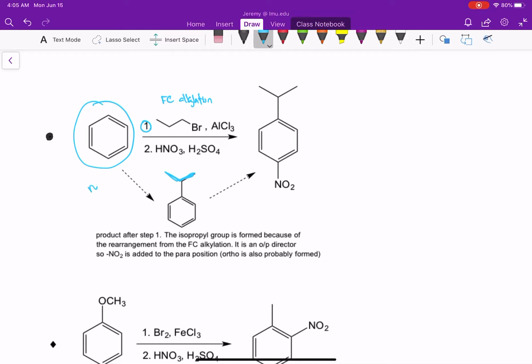We should note that there was a rearrangement here, right? That can occur with Friedel-Crafts alkylation, right? So we add our isopropyl group now to our benzene ring. So this is the product we get after step 1. Okay, that's the product after step 1. Right, the isopropyl group is formed because of a rearrangement, right?